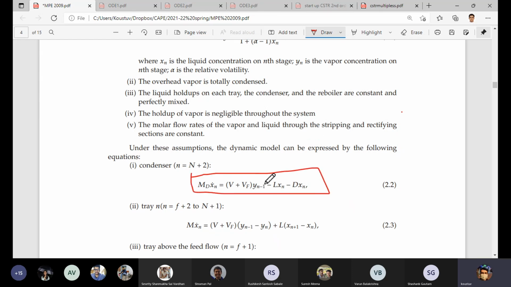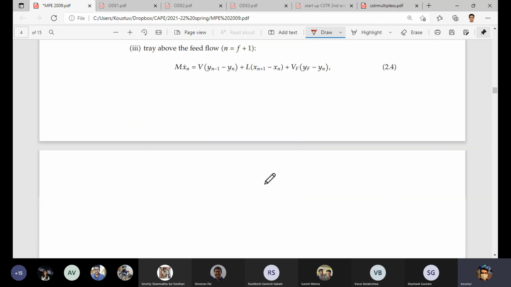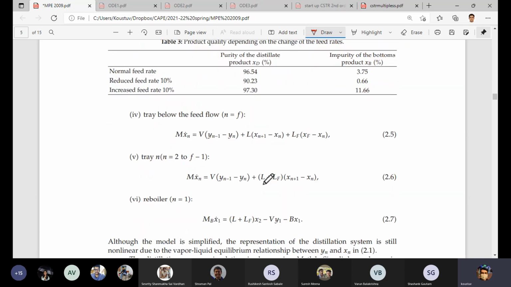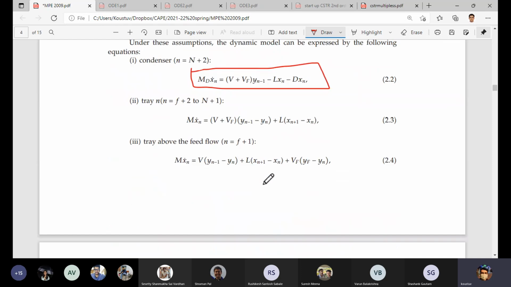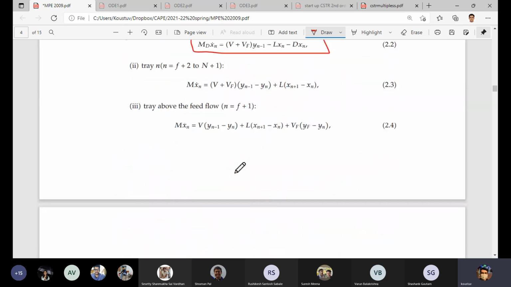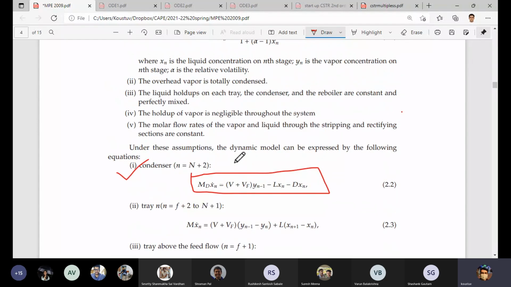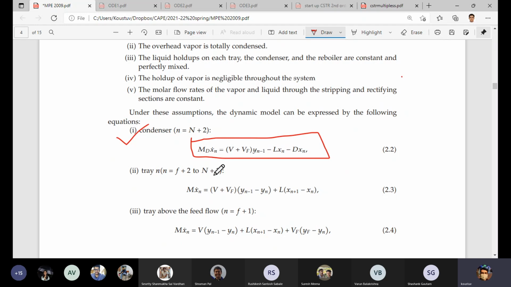So across the condenser, across the tray above the feed level or feed flow, on the feed flow, or below the feed flow. So in total we can write as many equations as there are trays, including the reboiler and condenser. These are the nature of equations which you will be able to understand. It is basically the species balance equations across all the trays, and this M is nothing but the liquid holdup, so the amount present in the liquid basically.